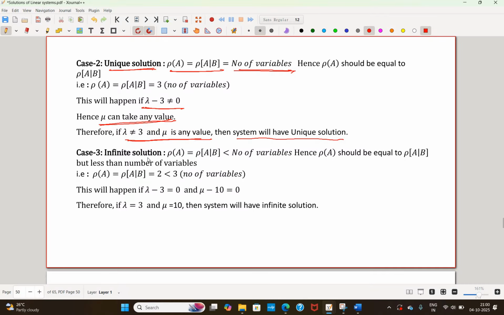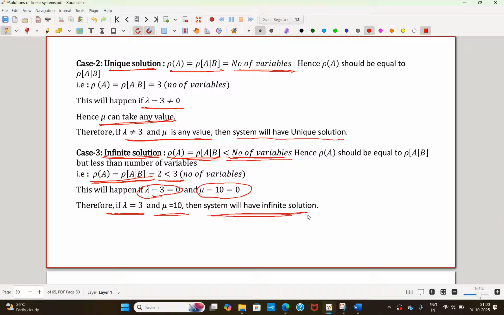Case number 3, infinite solutions. For this system, infinite solutions are possible if and only if the ranks are equal but less than the number of variables. This is possible if the rank of both the coefficient and augmented matrices is equal to 2 and less than 3, and this is possible if the position where lambda minus 3 is, there is also 0, and mu minus 10 is also 0. So for lambda equal to 3 and mu equal to 10, the system will have infinite solutions.